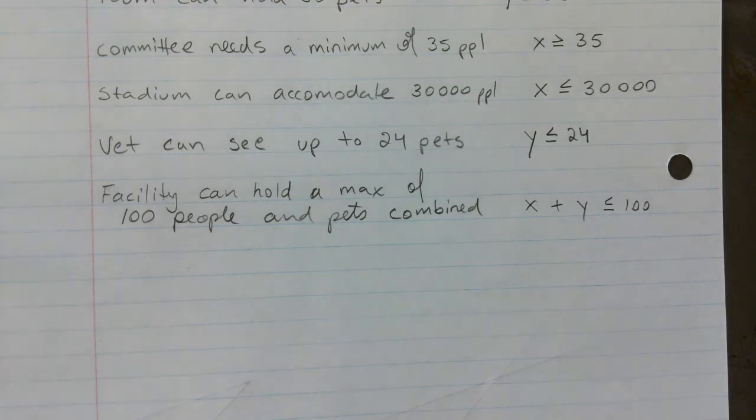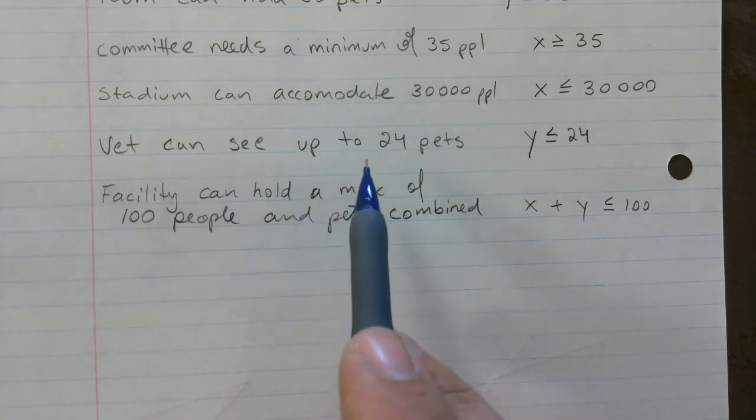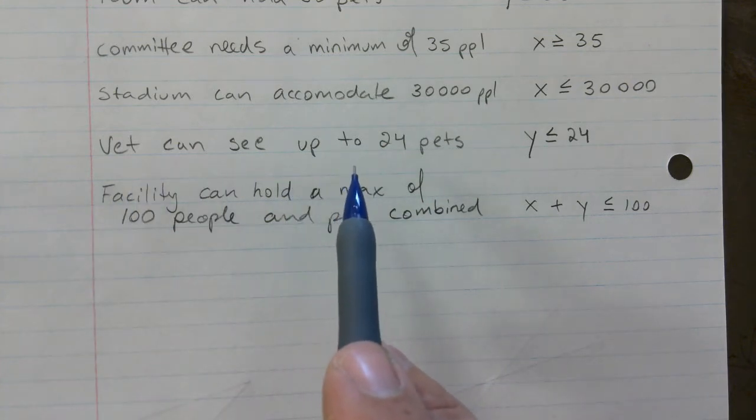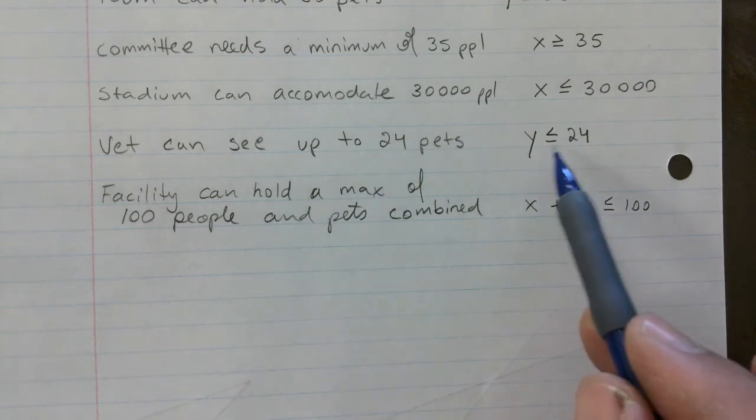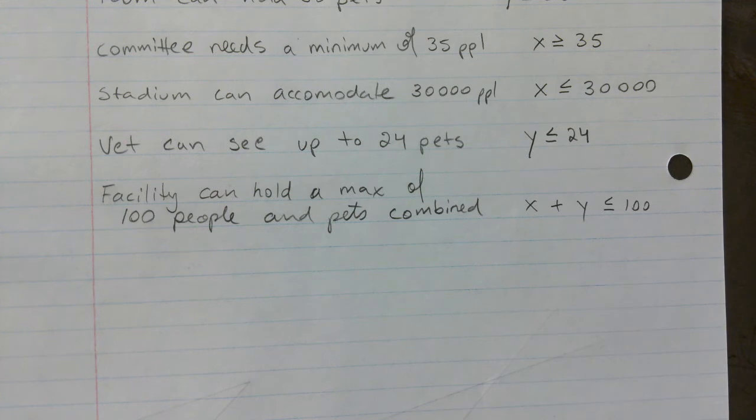So obviously less than would be very obvious, like if it said a vet can see less than 24 pets, right? It would not have the equal sign. But for word problems, most of them are equal to. 99% of the time you will see that, okay? All right, let's keep going.